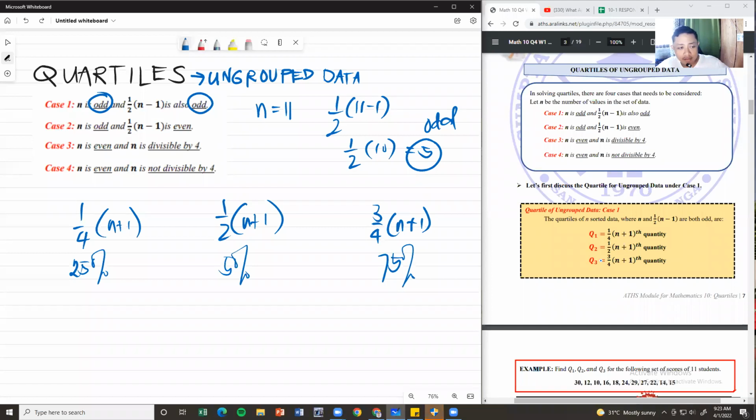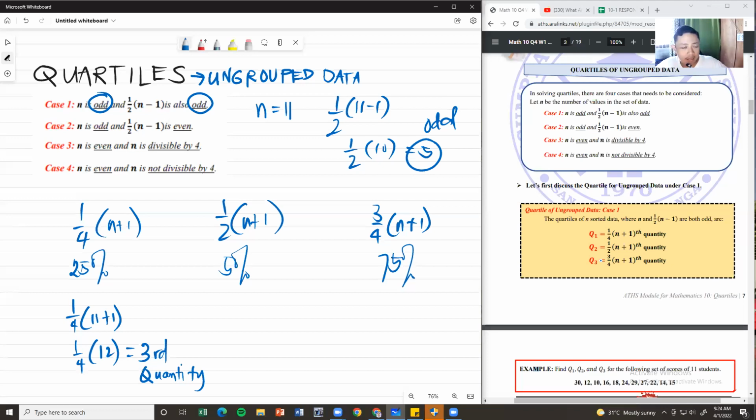So having this, we have the sample n equal to 11. We have 1/4 times 11 plus 1. This becomes 1/4 times 12, and this is actually equal to 3. Meaning, the third quantity is the first quartile, which we did a while ago. Whichever process you want, whether the formula or the manual counting a while ago, that's also correct. Whichever is easier for you, then do that.